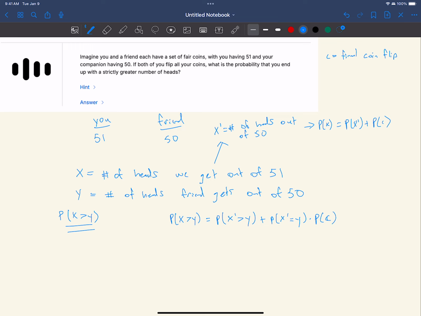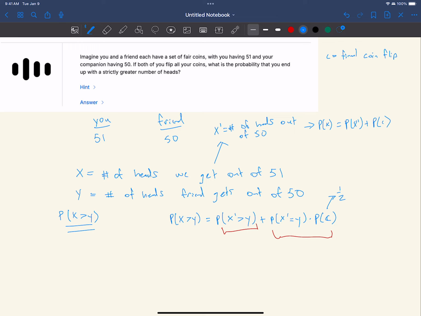So there are two scenarios here. Either x prime is greater than y, in which case x will certainly be greater than y, or x prime is equal to y, in which case if the final 51st coin toss that we make is heads, then x will be greater than y. So that's why we have the sum of these two possibilities here. And certainly P of C, the probability of that final coin being heads, is 1/2. It's just any other coin flip.